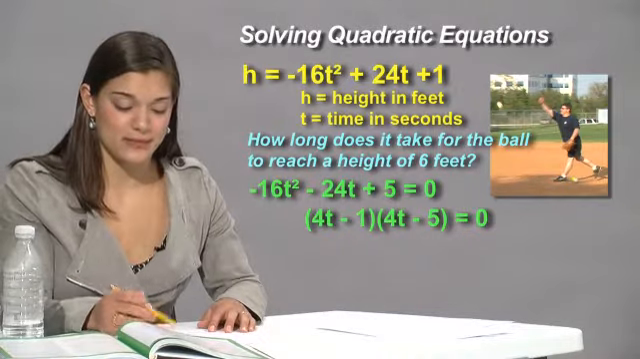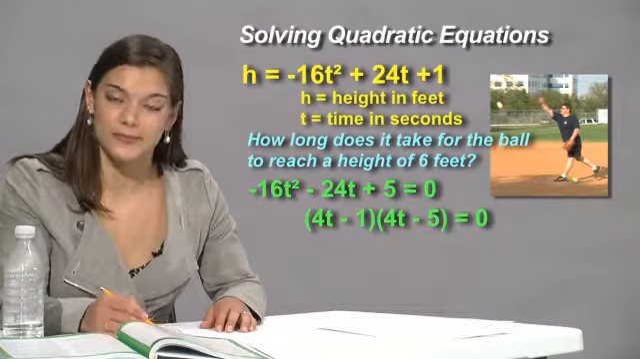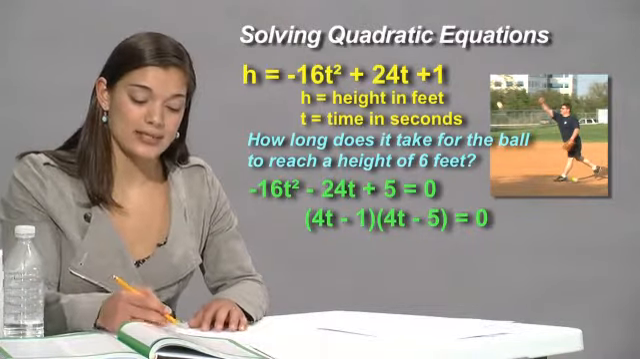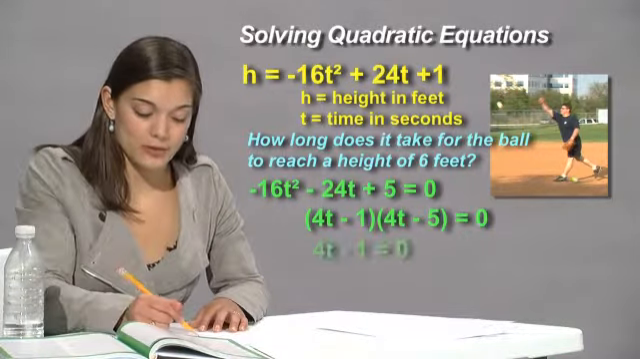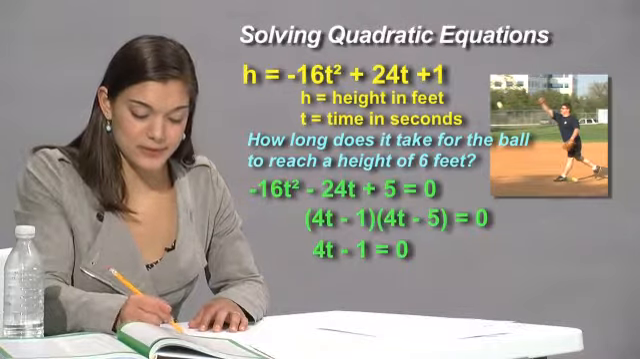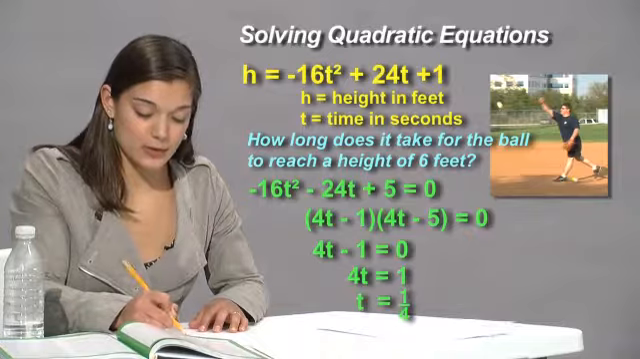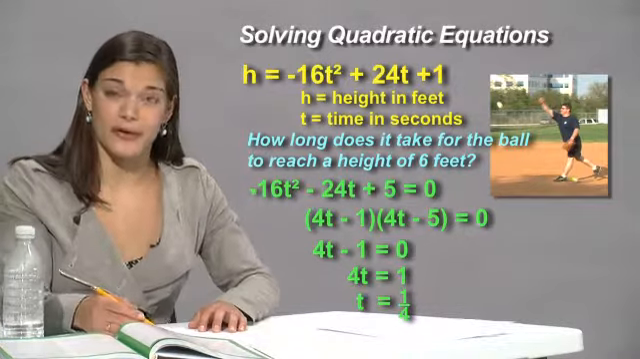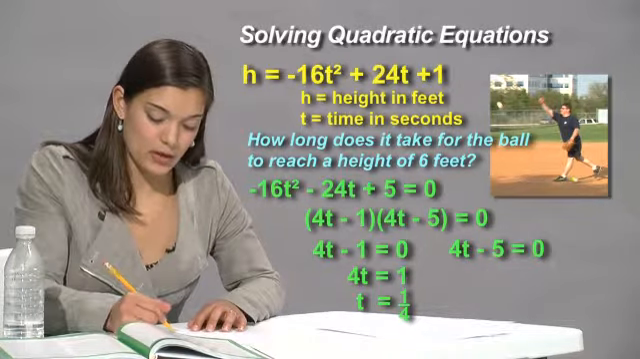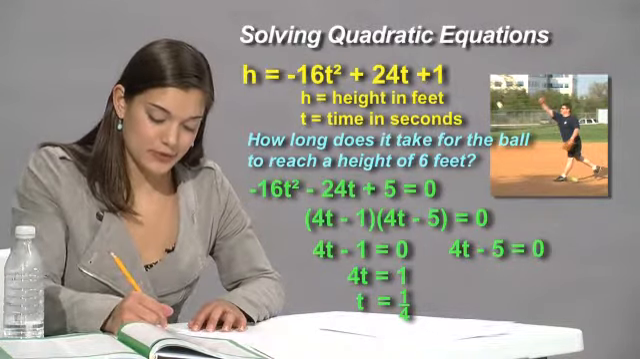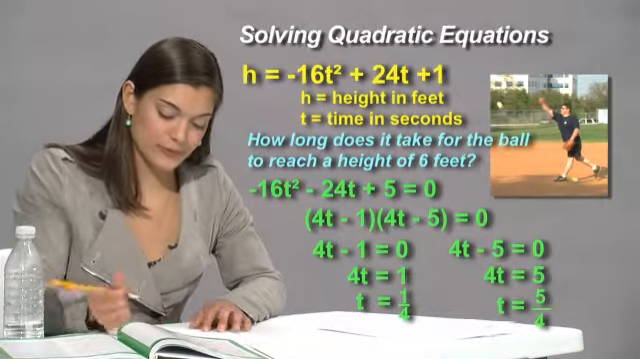This simplifies down to 4t minus 1 times 4t minus 5. Remember that that's just the same when you multiply it out as the one before, 16t squared minus 24t plus 5. Now we set each of these factors equal to 0 to solve for t. 4t minus 1 equals 0, so 4t equals 1, t equals 1/4. The other factor is 4t minus 5 equal to 0. Add the 5 to each side, and you get 4t equals 5, and t equals 5/4.